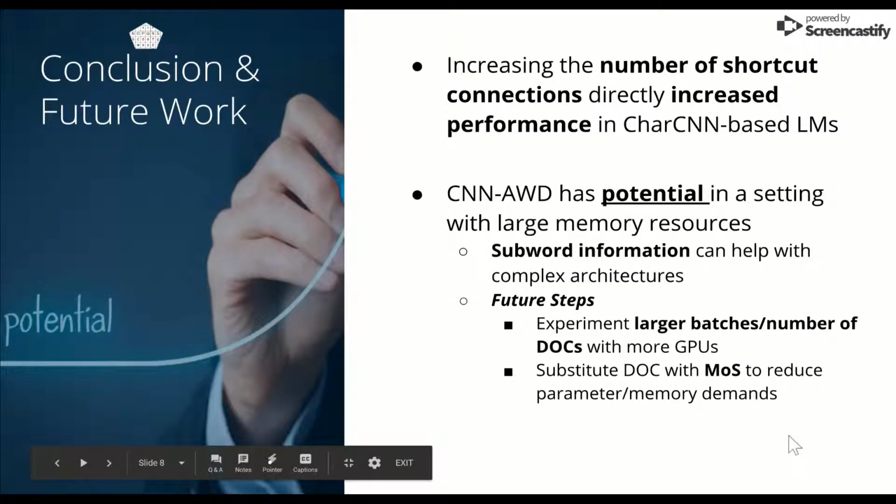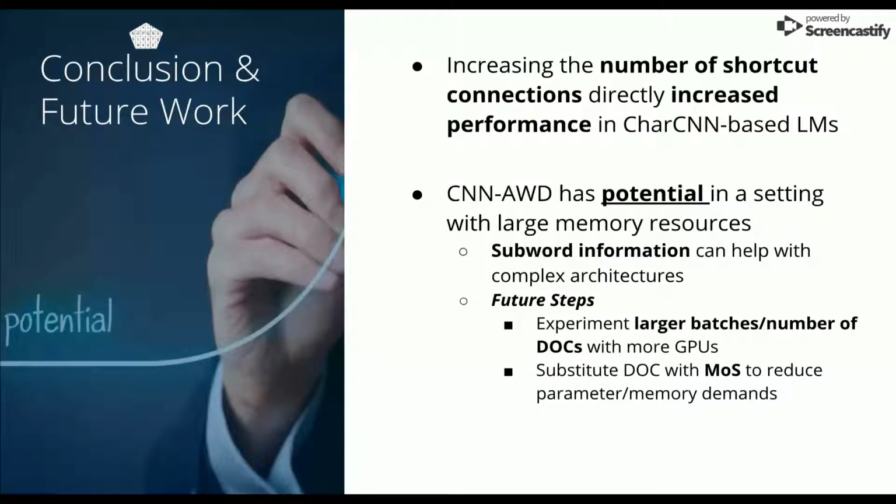In conclusion, we found that increasing the number of shortcut connections directly increased performance in char CNN-based language models. Additionally, we found that our custom architecture has potential in a setting with more memory resources. And we also found that subword information like including hyphenation can help with the performance in these complex architectures. For future experiments, we're hoping to experiment with a larger batch or a number of DOCs with more GPUs. And lastly, we hope to substitute DOC with MOS to reduce the memory or parameter demands.